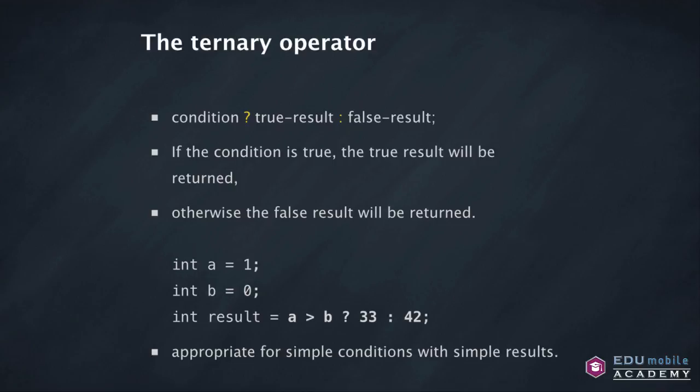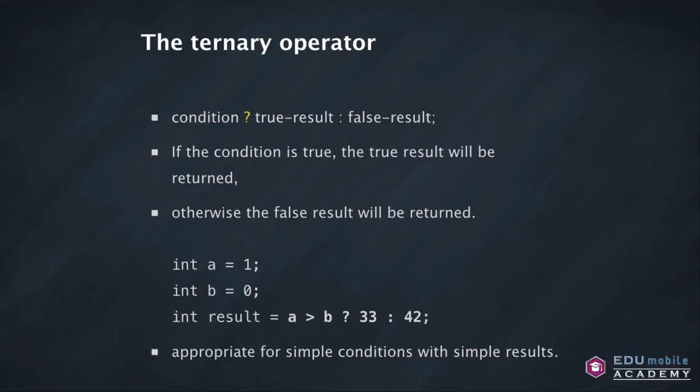So here we go. The ternary operator is the simplest construct. It's really only appropriate for very simple conditions with simple results. So we have whatever the conditional expression is, followed by a question mark, and then the true result, in other words, if the condition evaluates true, and then a colon, and then the false result. If the condition is true, the true result will be returned. Otherwise, the false result will be returned.